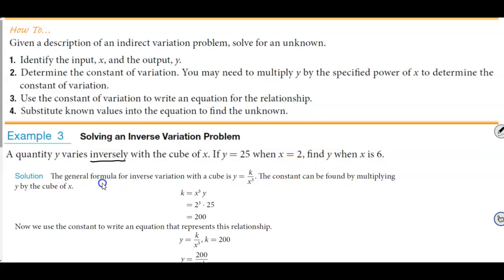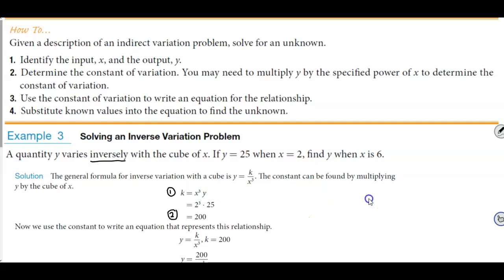So the general formula for inverse variation with a cube is y equals k over x cubed. The constant can be found by multiplying y by the cube of x. So here we have step 1 and also step 2. What we've done is we write down the formula for k using the inverse variation formula. In order to solve for k, we multiply both sides by x cubed. So now we have k, which is equal to x cubed y.